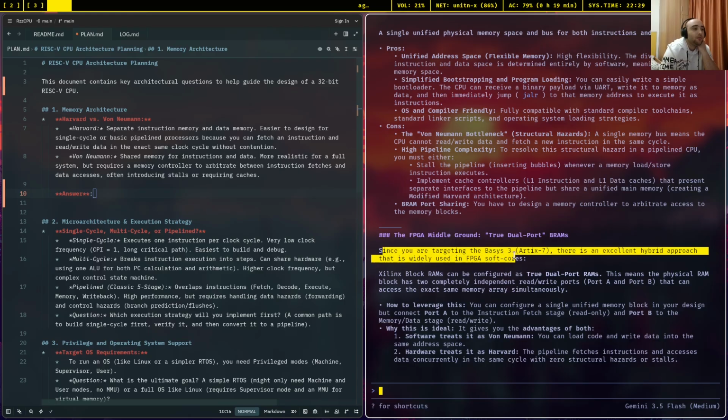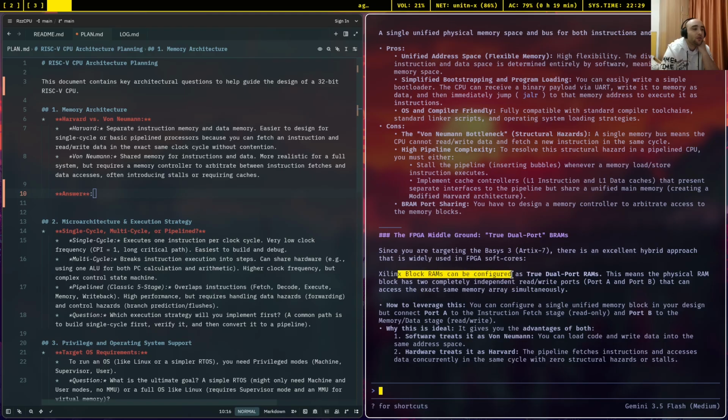Since you're targeting the Basys 3, there is an excellent hybrid approach that is widely used in FPGA softcores. Xilinx block RAMs can be configured as true dual-port RAMs. This means the physical RAM block has two completely independent read-write ports that can access the same memory array simultaneously. You can configure a single unified memory block in your design, but connect port A to the instruction fetch stage and port B to the memory data stage.